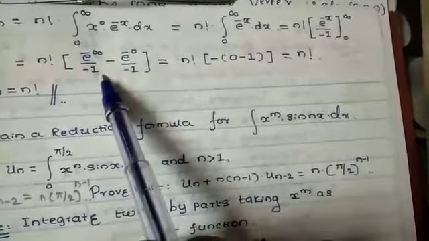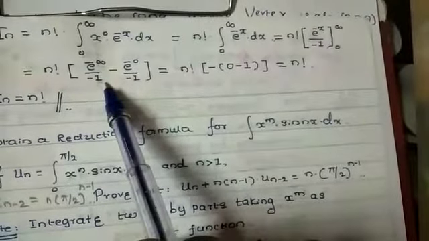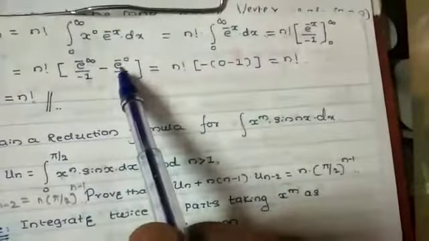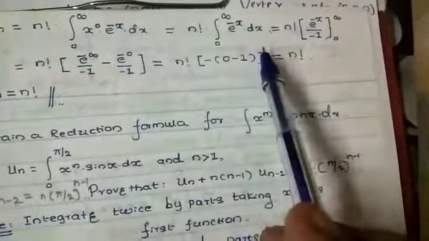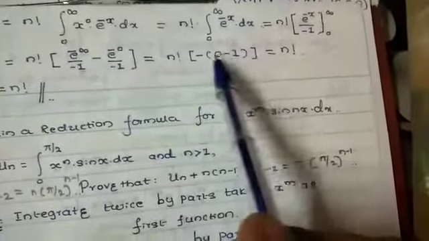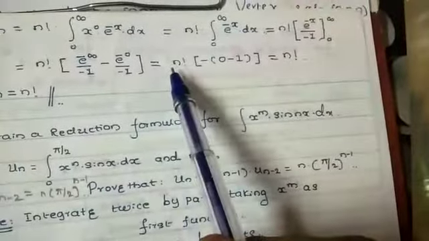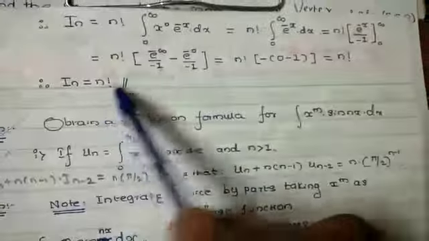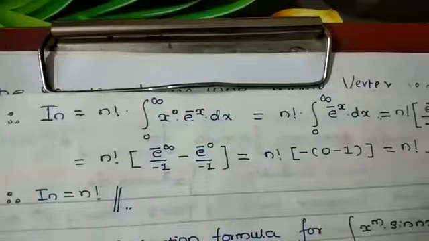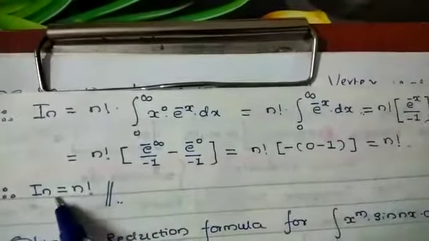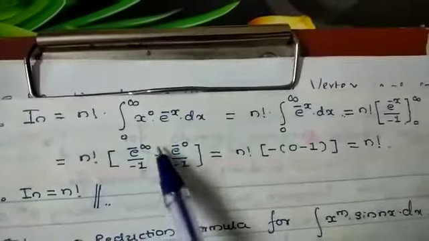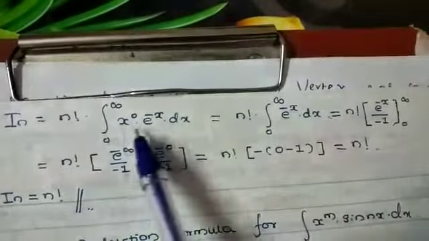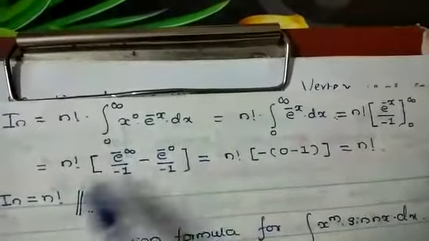1 by e raised to infinity means 1 by infinity. 1 by infinity value is 0, minus, and anything raised to 0 is 1, so that is minus 1. Minus of minus becomes plus only. So n factorial, so it becomes I_n equals n factorial. Like that, we get I_n equals n factorial. Here it is simple, just by integrating the equation we get n factorial.